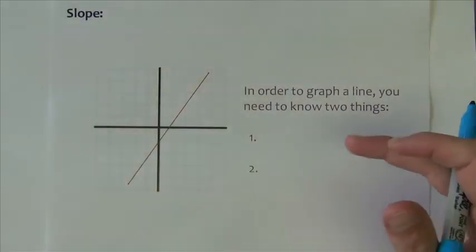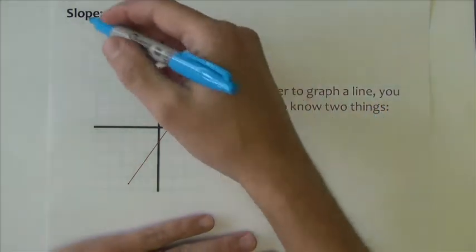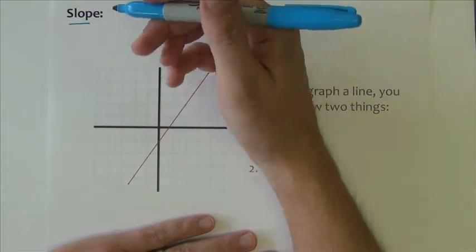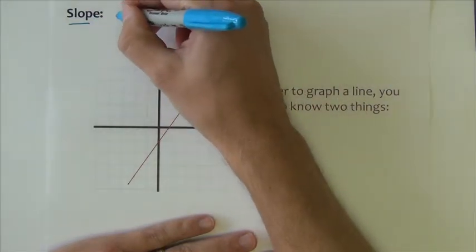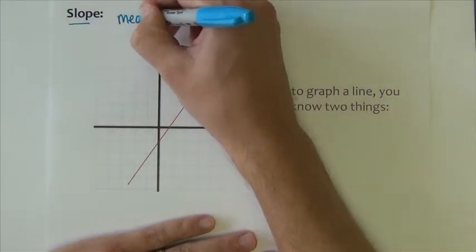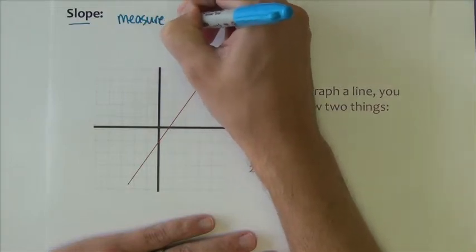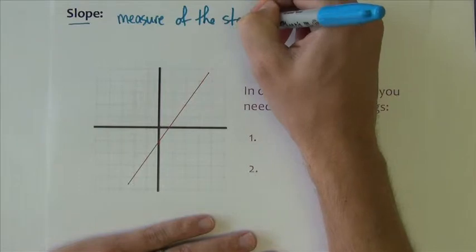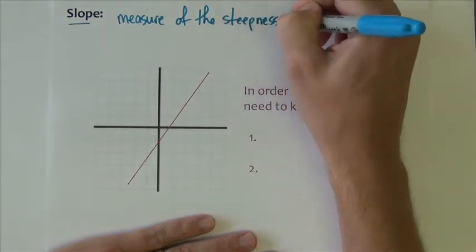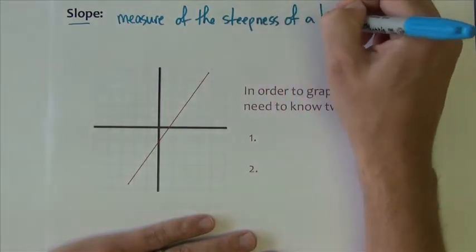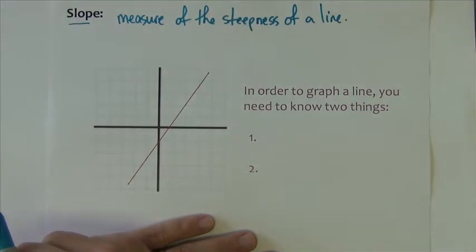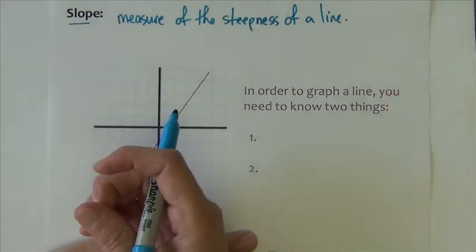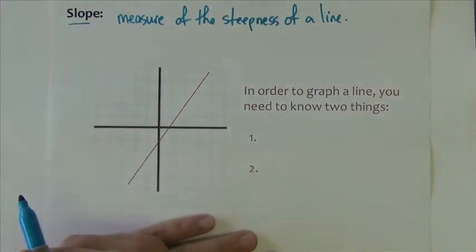Now we have a name for that constant rate of change. It's called the slope. The slope is that rate of change between points on a linear function. I could also describe it as the measure of the steepness of a line. Knowing the slope tells us how steep it is, and what the constant rate of change is between points on a line.